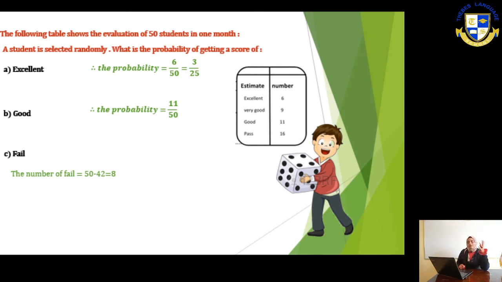The probability of excellent is 6 over 50, which is 3 over 25. Good is 11 over 50. To get the number of fail, it is 50 minus 42, which is 8. So 8 over 50, which is simplified to 4 over 25. Less than good: the probability of less than good, 16 and 8, is 24 over 50, which is 12 over 25. That's all, and thank you for your listening.